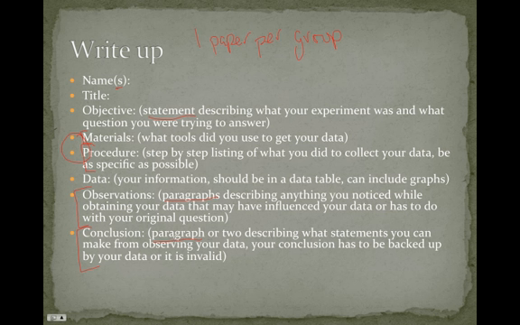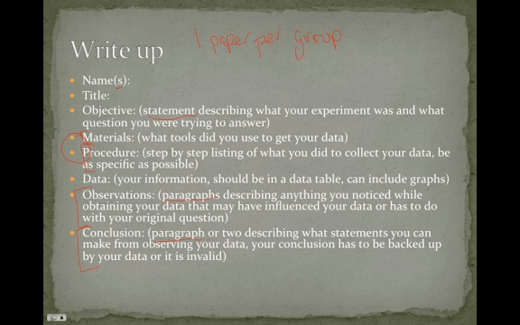Data, some of it should be in a data table. You can include graphs or a diagram or something to help make sense of your data. Your observation is a paragraph describing anything you notice while obtaining your data that may have influenced your data or has to do with your original question. So it's not data where you measured it, but something else you have. Maybe you noticed that it moved more during this time, or maybe it was not visible during these dates.